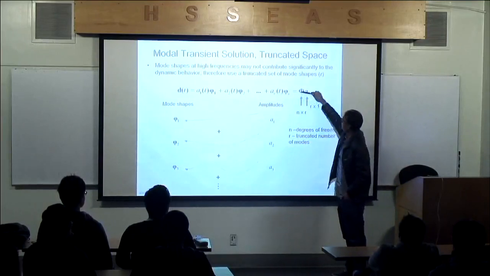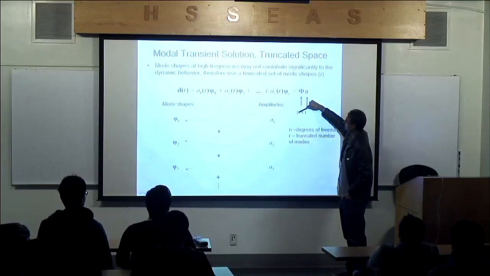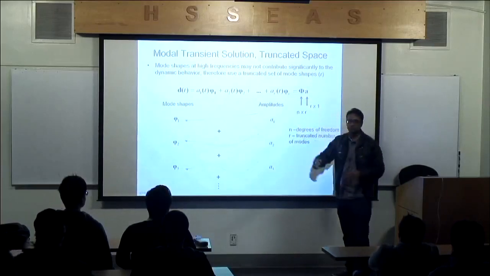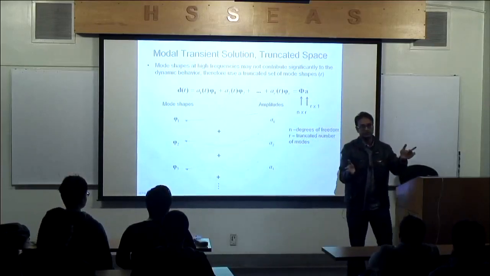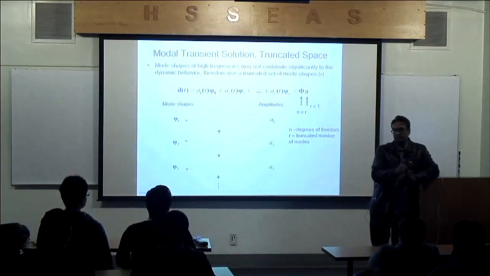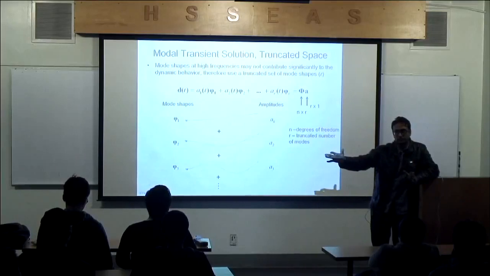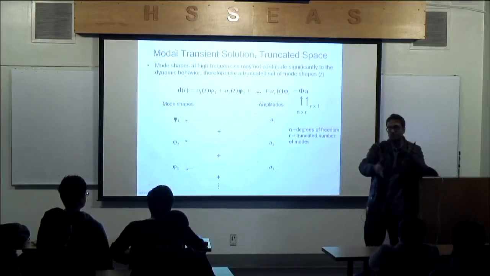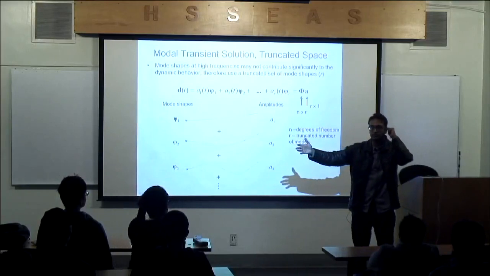Okay. But phi, the number of rows there continues to be n because, again, for the deflection of that beam, I still have 20 elements. For example, for that beam, I still have 20 elements. You agree? So I still have 40 degrees of freedom. So I'm not changing that. What I'm changing is how many modes I want to include in the solution. You follow me?